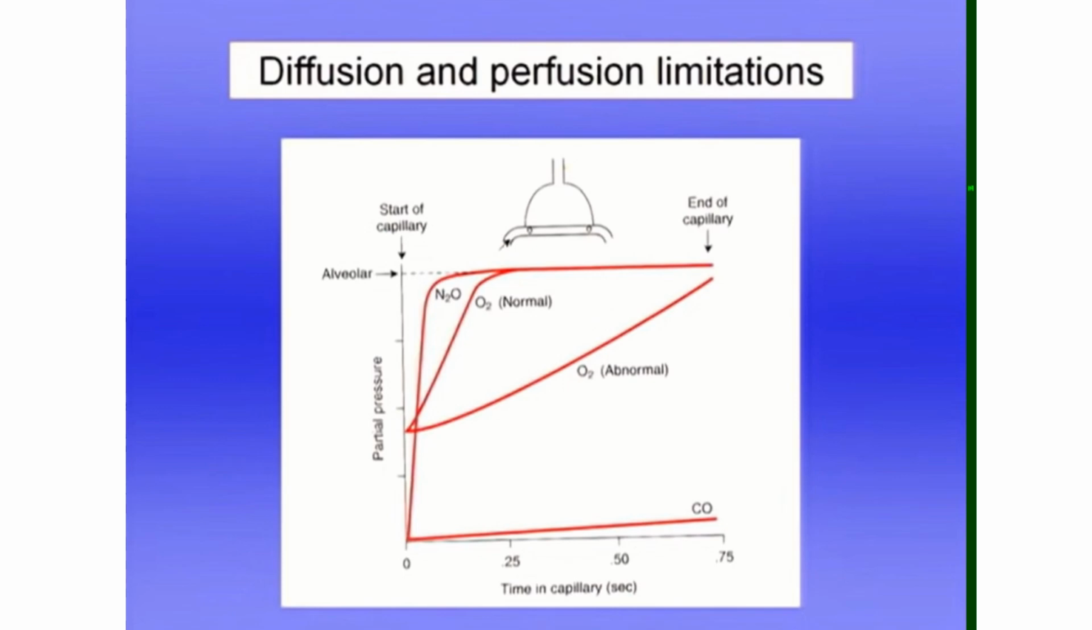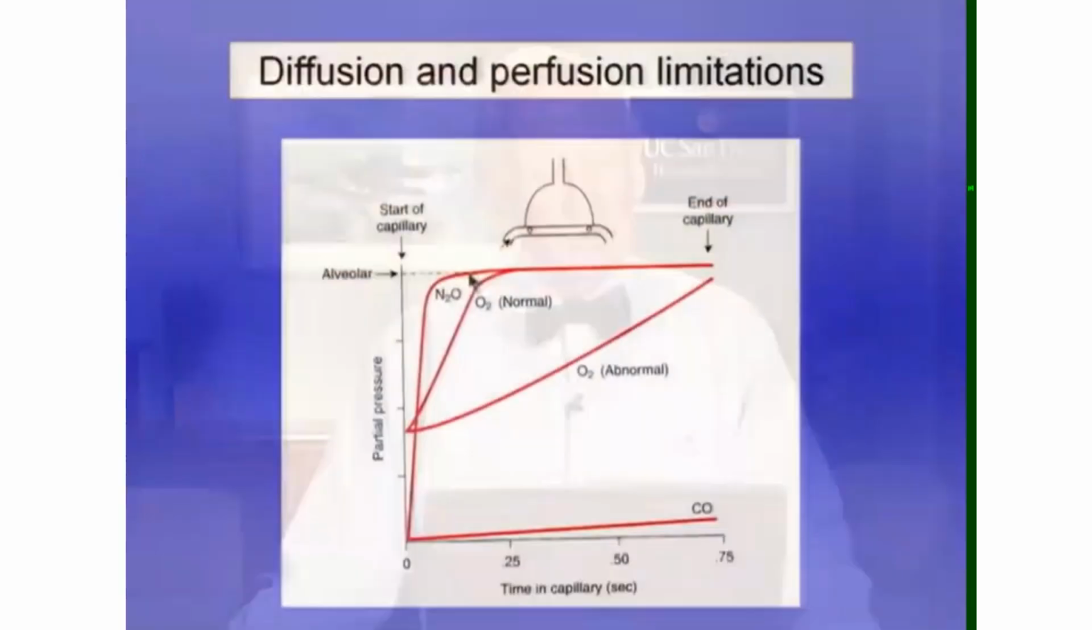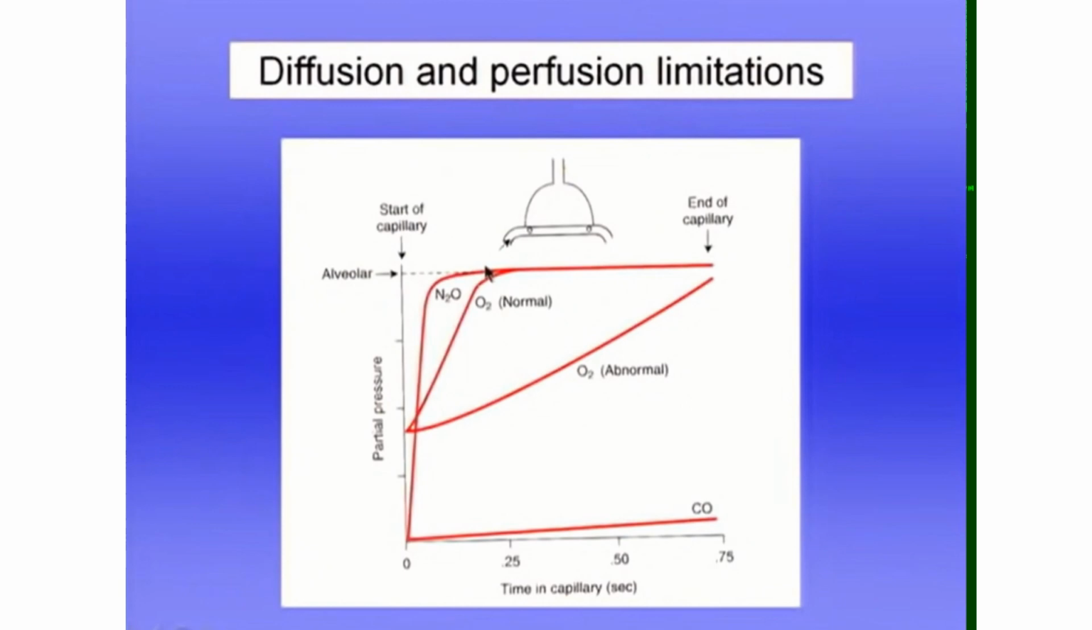So what limits the uptake of nitrous oxide? Well, it's clearly not the diffusion properties of the blood-gas barrier, because very early on, the partial pressure of nitrous oxide in the blood is essentially the same as that of the alveolar gas. So no more diffusion takes place over the rest of the capillary. What limits the uptake of nitrous oxide is the blood flow. And so nitrous oxide is perfusion limited.